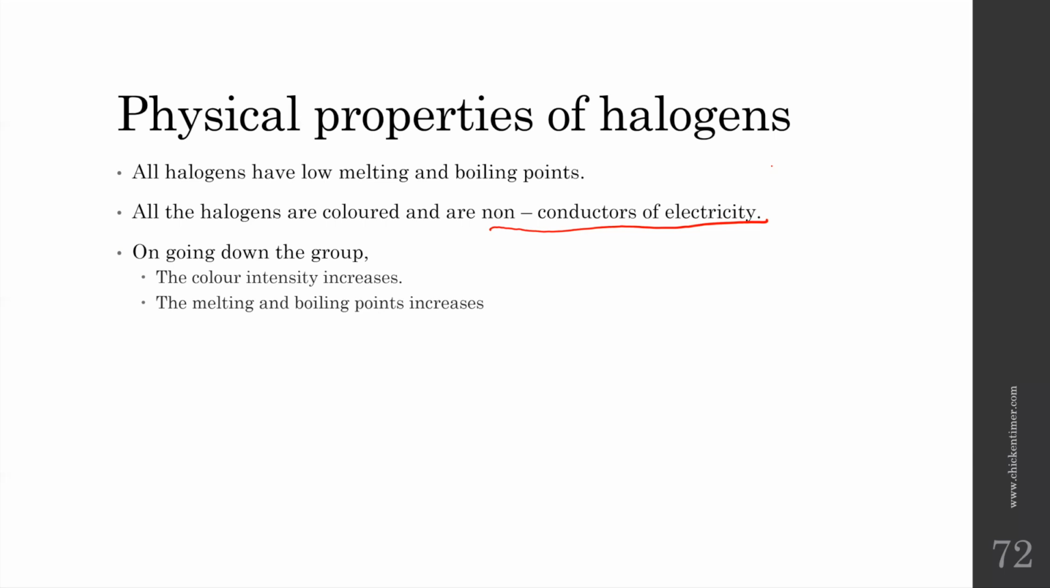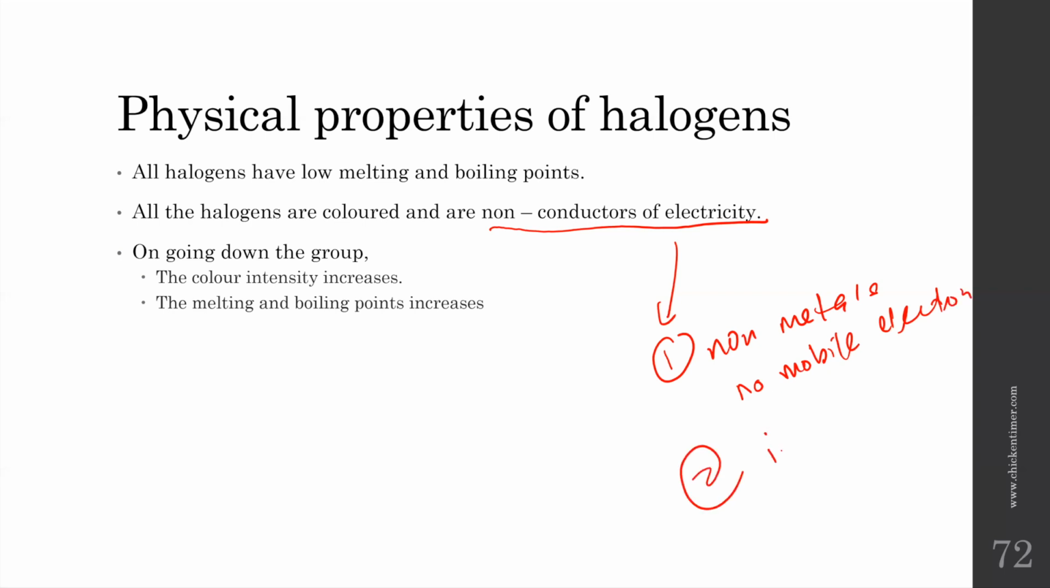Then another thing is because they exist as simple molecules. So they are not ions. So they will not carry charge. They cannot conduct electricity. So it's number one, when they explain why they are non-conductors of electricity, you have to say they are non-metals. So no mobile ions, no mobile electrons. So number two, you say that they are not ionic substances. So when they are not ionic substances, they have no mobile ions to conduct electricity.